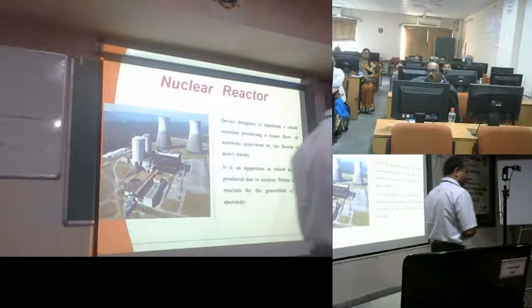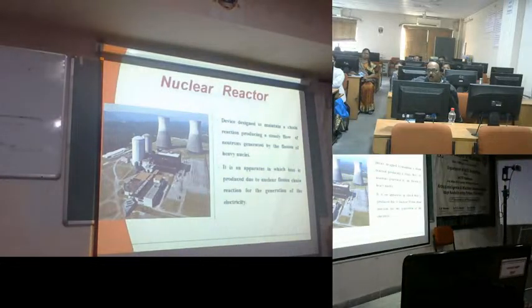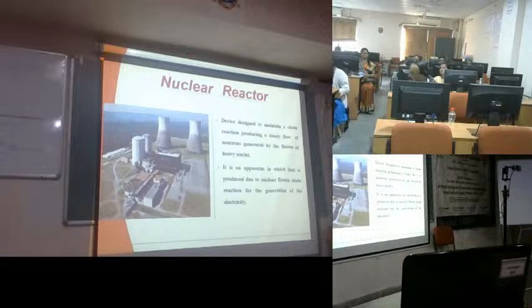So this picture, I think you might have seen in the news, on TV, international news, right? This is a typical nuclear reactor site, basically. So what is a nuclear reactor? It is the device which sustains the nuclear reaction, and because of that nuclear reaction, it produces power. So first we will understand what the nuclear reaction is.